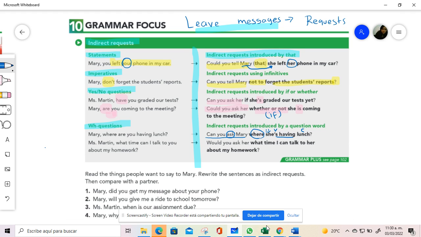Mrs. Martin, what time can I talk to you about my homework? Would you ask her what time I can talk to her about my homework? Once again, this is the subject and this is the verb. So the inversion is only made in the first question because we have two questions at the same time.